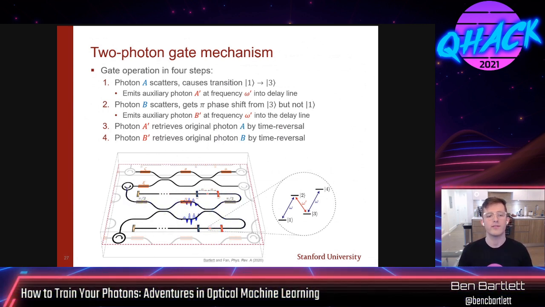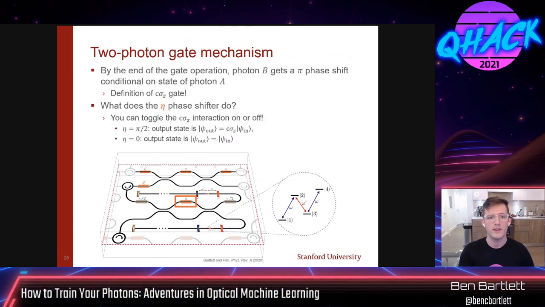And in each of these scattering processes, an auxiliary photon is emitted into the delay line. And then steps 3 and 4 are the auxiliary photons each return, and photon A prime comes back and retrieves photon A by time reversal symmetry, and photon B prime comes back and retrieves photon B by time reversal symmetry. So this is a little technical, but the important takeaway here is that by the end of the gate operation, photon B gets a pi phase shift conditional on the state of photon A. And this is exactly the definition of the CZ gate.